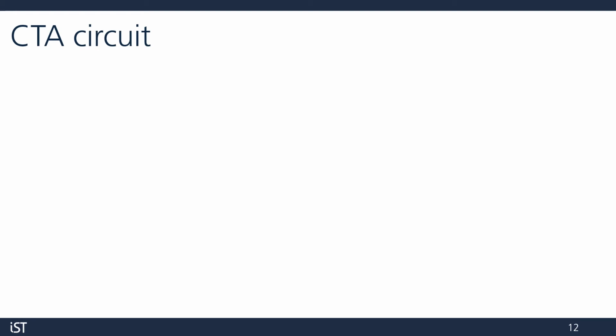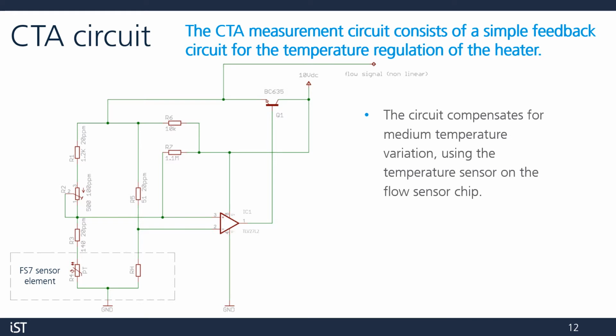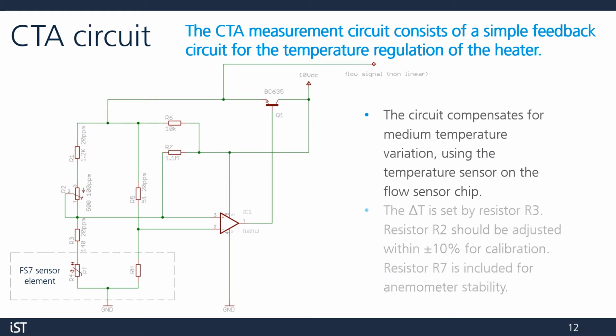Let's see a quick overview of the CTA measurement circuit. It consists of a simple feedback circuit for the temperature regulation of the heater. The red rectangles represent different resistors in the circuit. The circuit compensates for temperature variation in the medium using the temperature sensor on the flow chip.